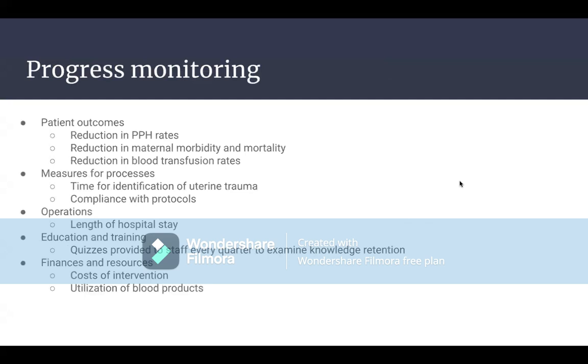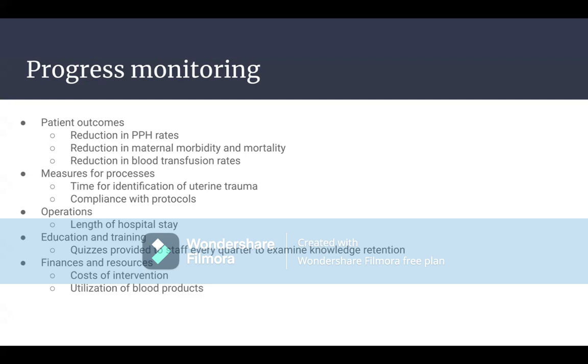For progress monitoring, we want to measure patient outcomes by looking at the reduction in postpartum hemorrhage rates, the reduction in maternal morbidity and mortality, and the reduction in blood transfusion rates. We then measure the processes by looking at how long it took to identify uterine trauma and the compliance with protocols. We also look at operations, measuring the length of hospital stay.